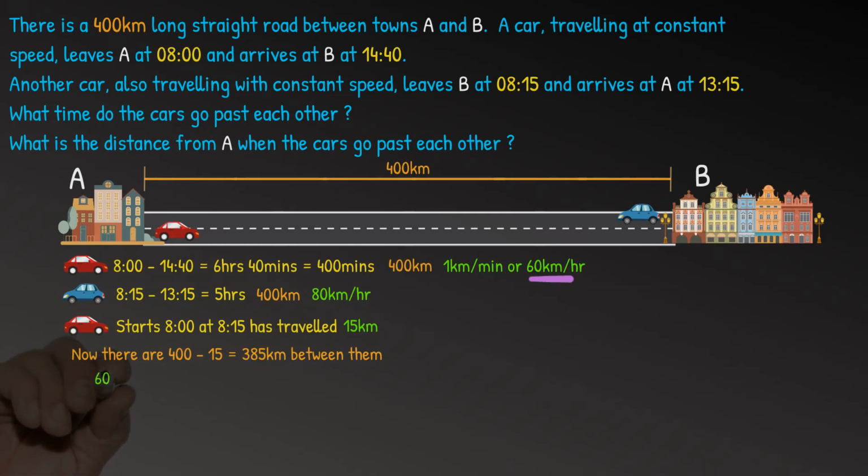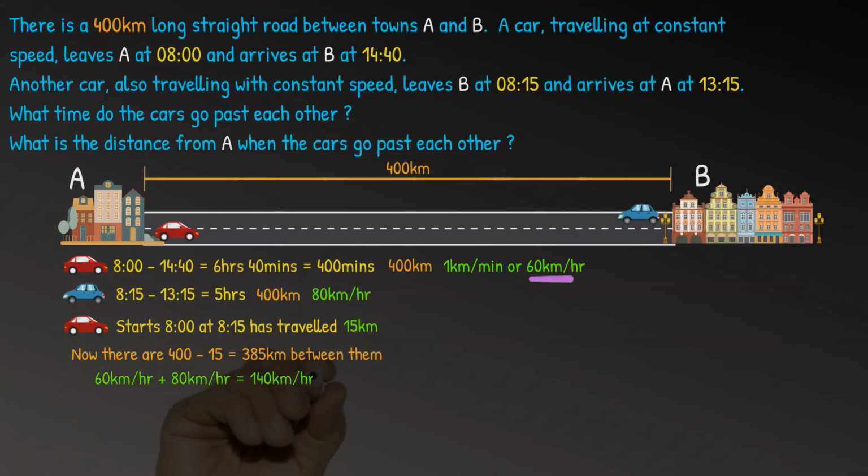Then we want to work out their collective speed. Well, car A is going at 60 kilometres an hour and car B is going at 80 kilometres an hour. So together they're travelling at 140 kilometres per hour. So now we have the distance and the speed, so we can work out the time taken. So if we divide 385 by 140, that reduces down to 11 over 4, which is 2 3/4.